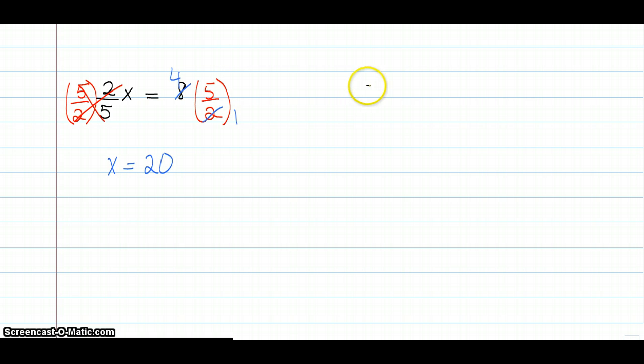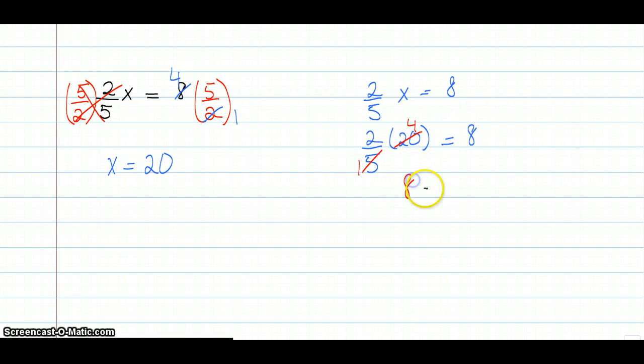Now let's take a look over here and check it. So I have 2/5 x is equal to 8. I'm going to plug 20 in for x, so I have 2/5 times 20 is equal to 8. 5 goes into 5 one time. 5 goes into 20 4 times. 2 times 4 is 8. Oh my goodness, 8's equal to 8. That works.